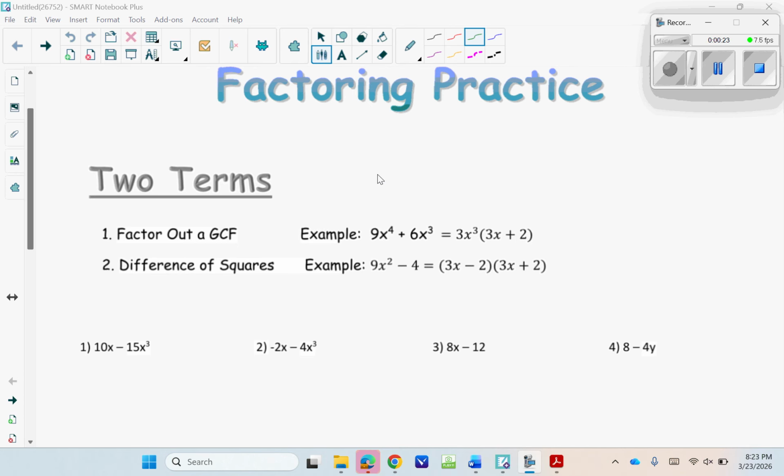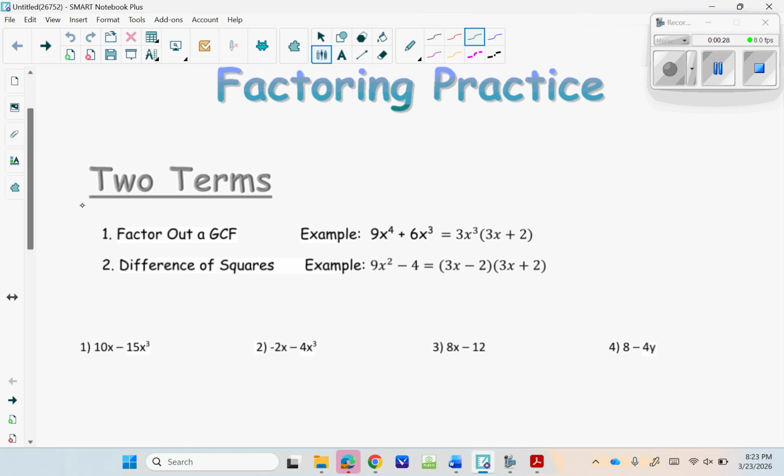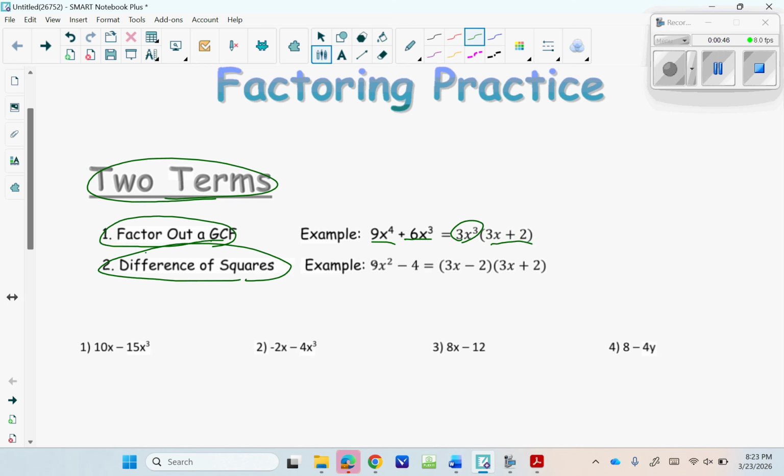Okay, so to start off, when you have 2 terms, there's only 2 things that you can really factor, or 2 ways to really factor. First of all is factoring out a GCF. So if you notice, these both have a 3x to the third in common, and so we end up with that. The second is difference of squares, so that means finding the square root.